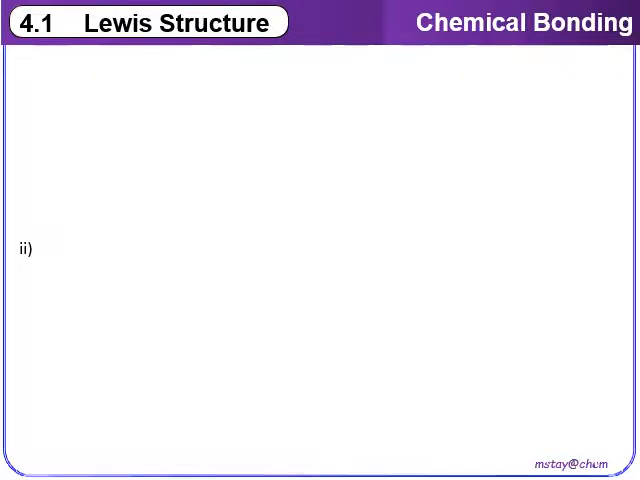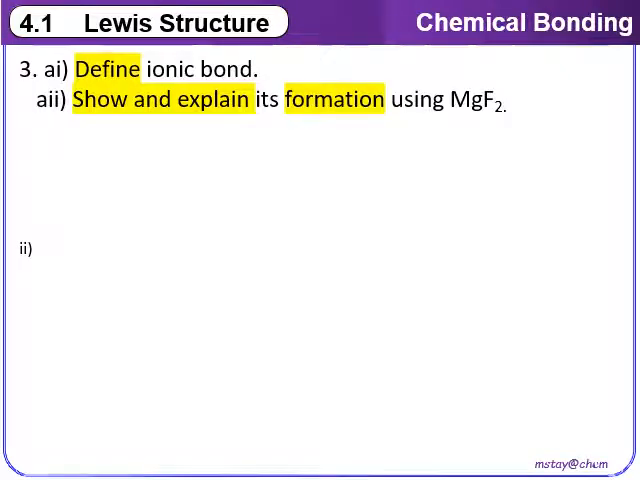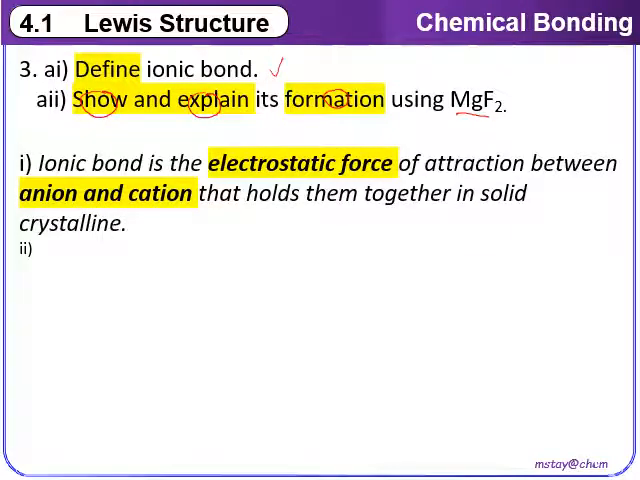Now let's continue with tutorial question number 3. For 3A1, the question asks us to define ionic bond, and then number 2, they ask us to show and explain formation using magnesium fluoride. Okay, we do the definition first. So ionic bond is the electrostatic force between cation and anion that holds together in a solid crystalline. So these are the keywords to define ionic bond.